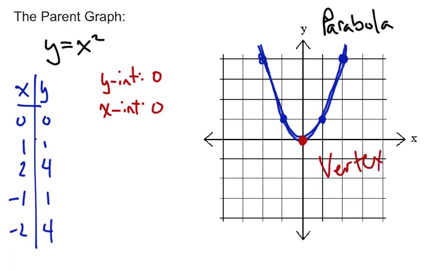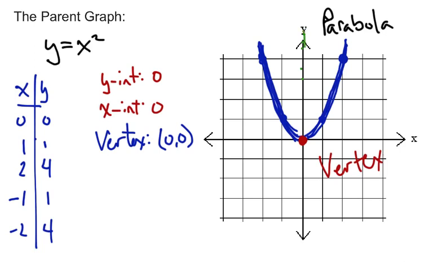Now the vertex, what's special about that is it's really the turnaround point for a parabola. If we look on the left-hand side, the parabola is going down. Then it hits the vertex, turns around, and starts its way back up again. So the vertex is a very important point when it comes to a parabola. And remember, it's a point, so you should write it like a point.